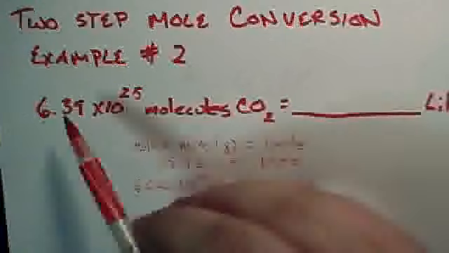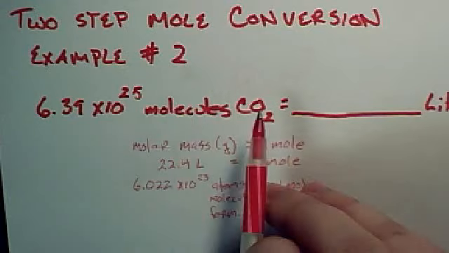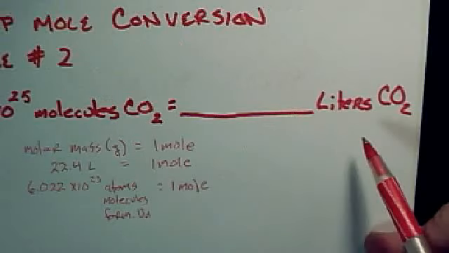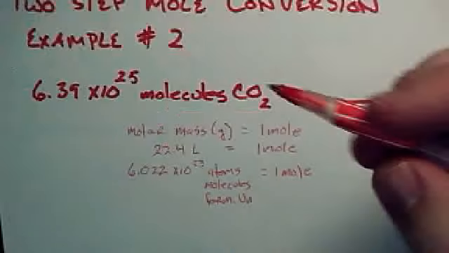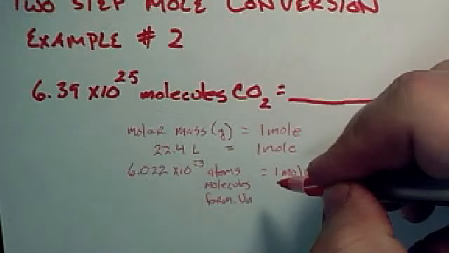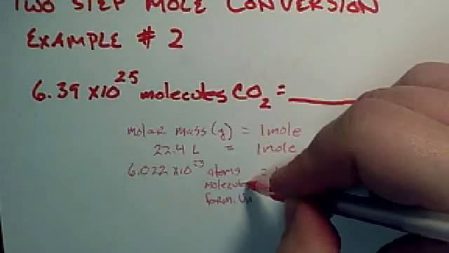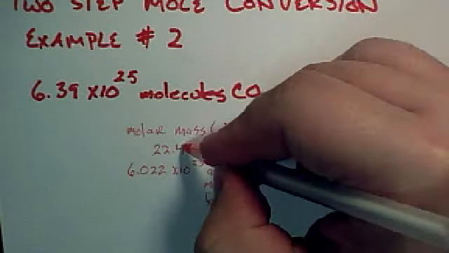So this problem says we have 6.39 times 10 to the 25th molecules of CO2, and we want to know how many liters of CO2 it will make. Well, I look at my conversion factors, and I'm going to start with molecules, and I don't have one that goes from molecules straight to liters. I go from molecules to moles, and then moles to liters.